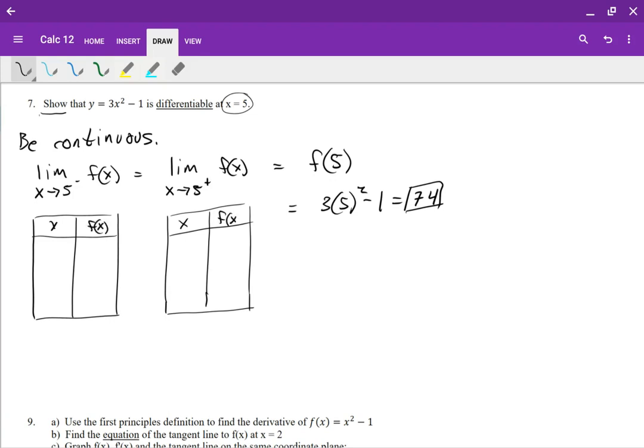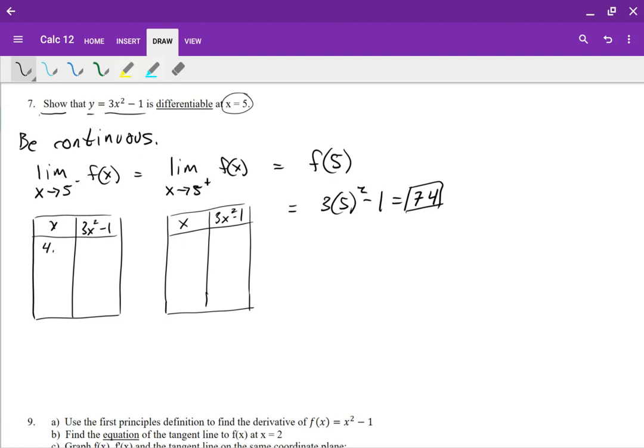Or even furthermore, what you can actually do is write the entire function in there. A lot of times I'll do that as well. So the entire function is 3x squared minus 1, right, because y is that, which is f of x. Okay, so basically what you want to do is choose values.